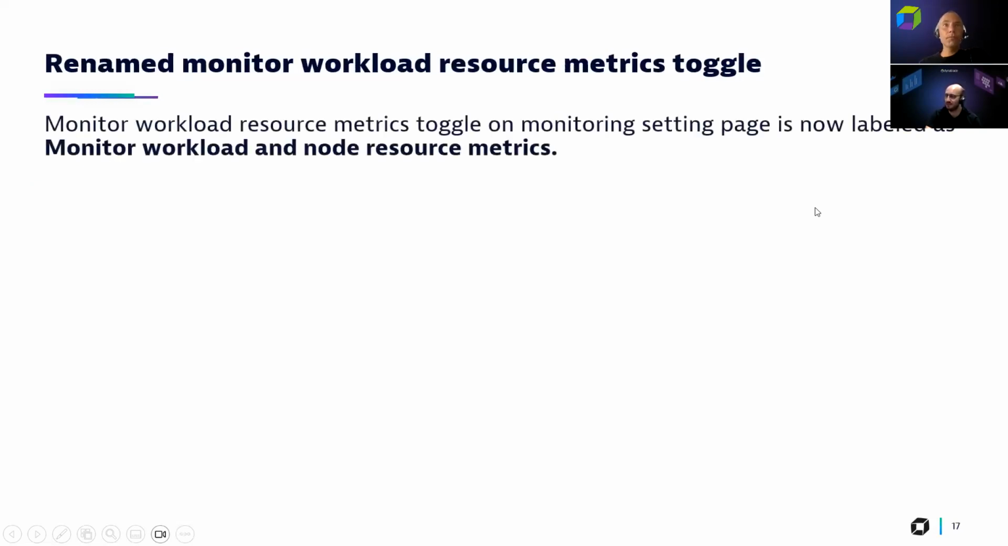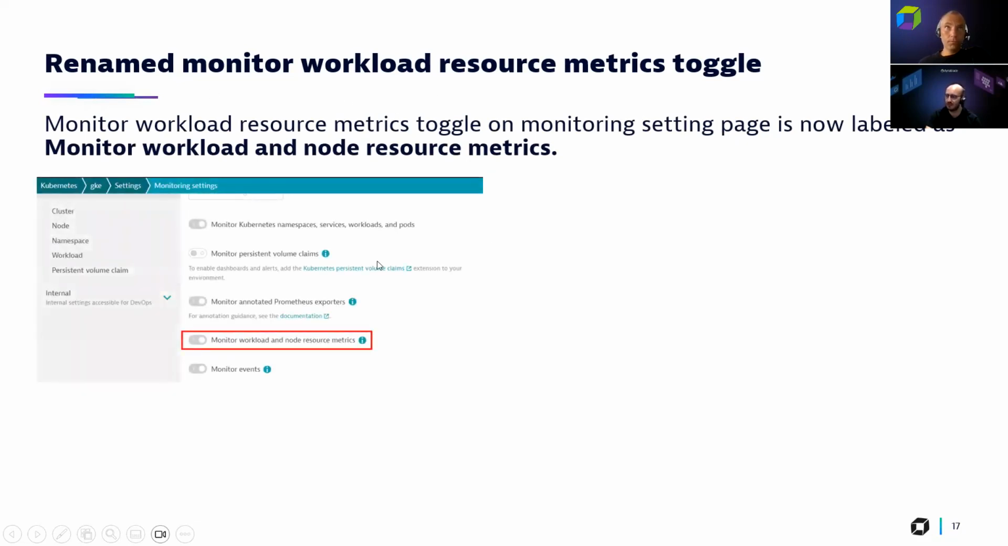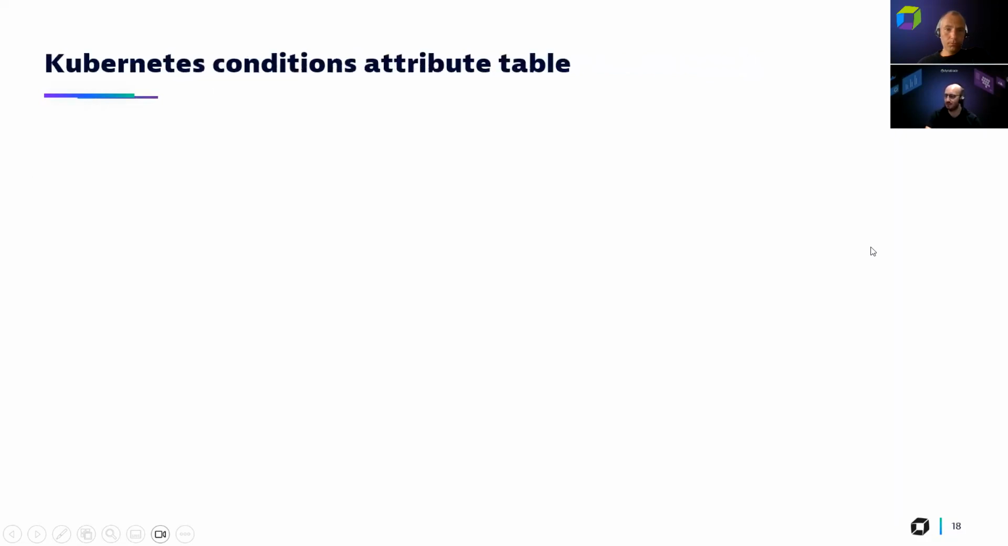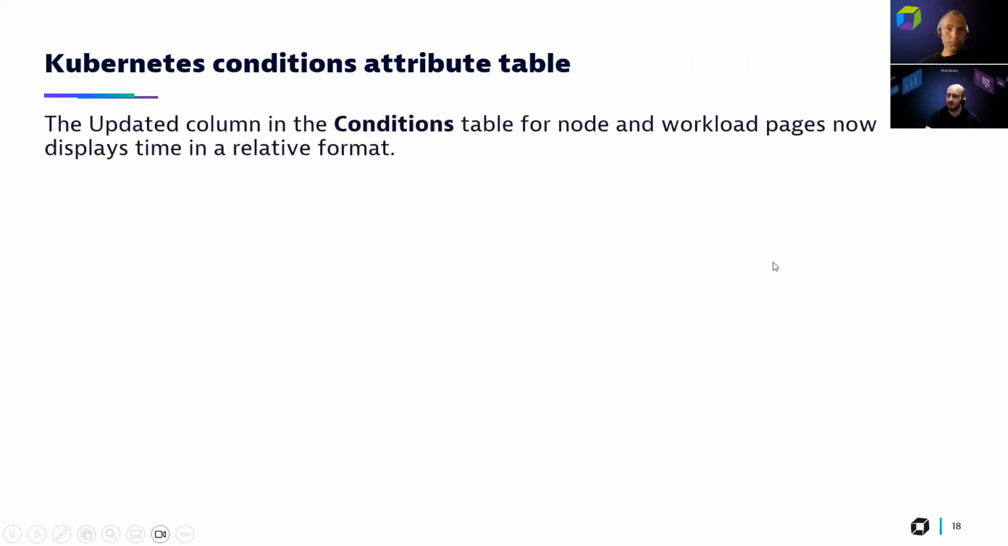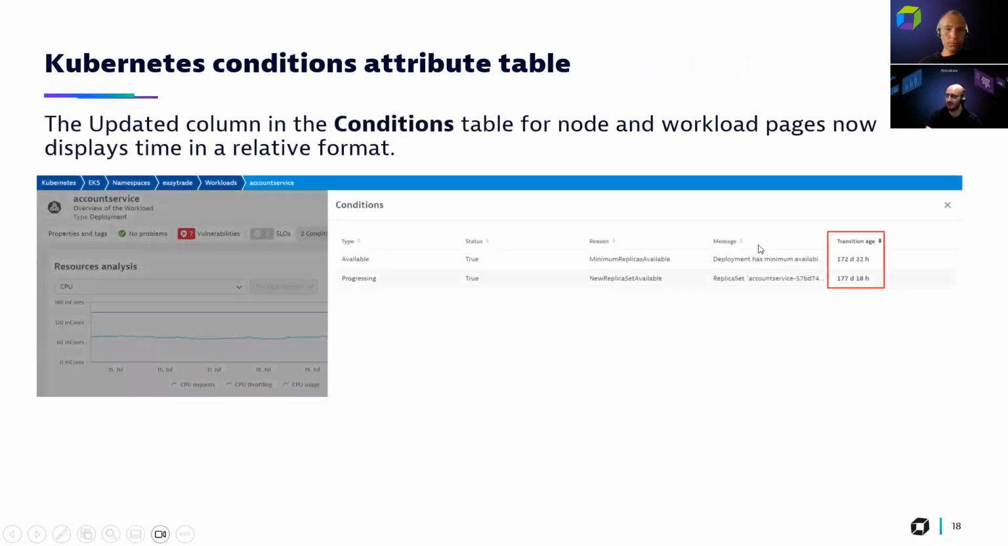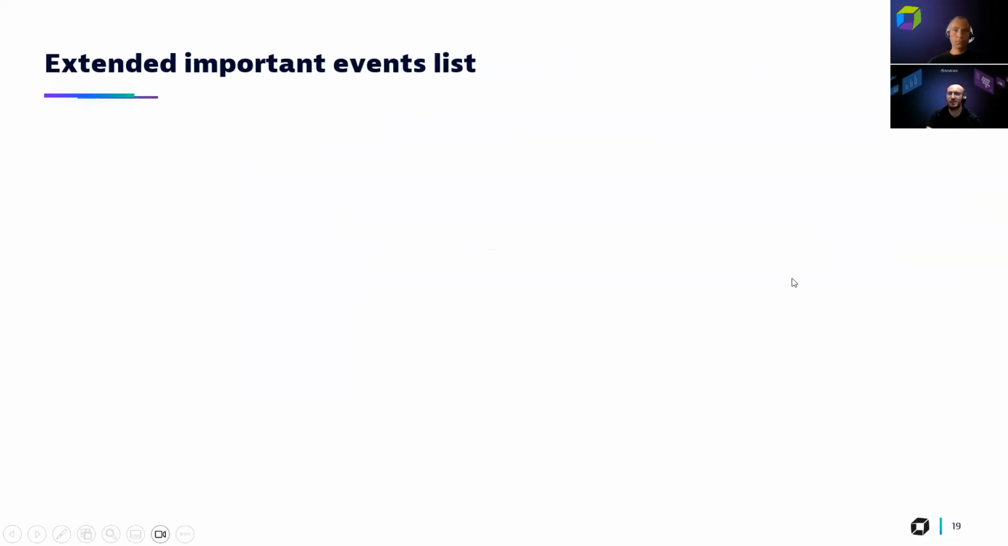This one is a minor update. We just renamed the Monitor Workload Resource Metrics toggle. Here you will see the newly named toggle available in the cluster settings section, just for information. Again, on the workload side, for the nodes and workload pages, actually for both of them, we now have the transition age column for the condition status, which shows you the time in a relative format. It's also a design update, I would say, that might be useful for you to see.